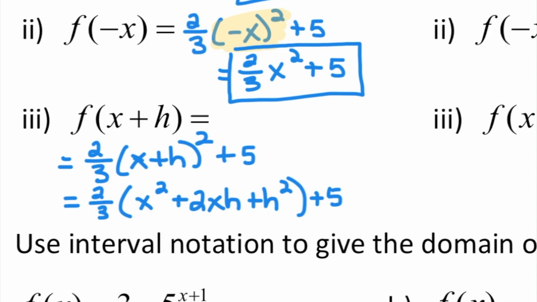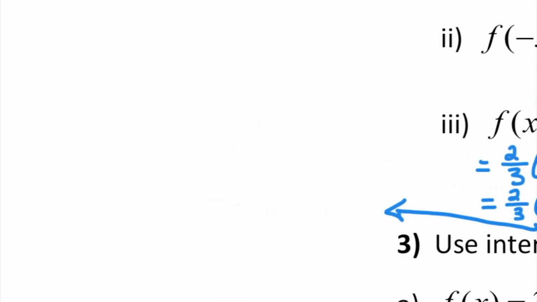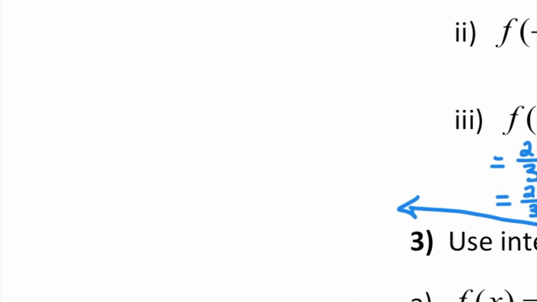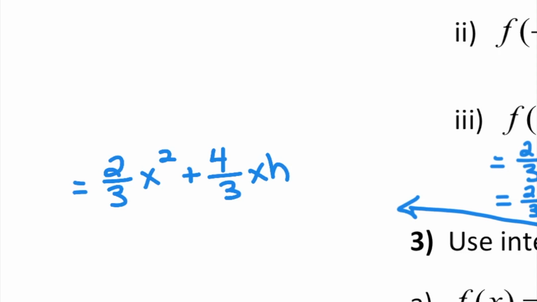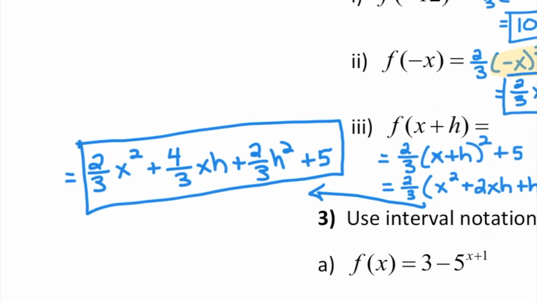Then I'm going to put the answer over here just to make space for the other problems. And so what you're going to get here is going to be 2/3 x squared, and then the 2xh times the 2/3 is going to give you plus 4/3 xh plus 2/3 h squared. You distribute that 2/3, but then that 5 doesn't have anything multiplied by it, so it's just going to be plus 5. And so this big ugly thing is your answer for part 3.